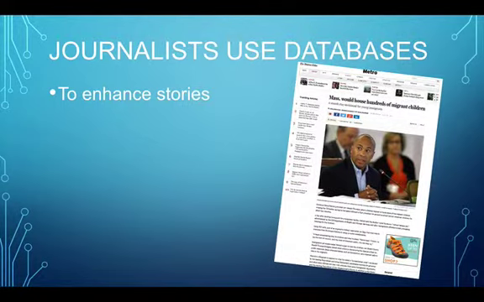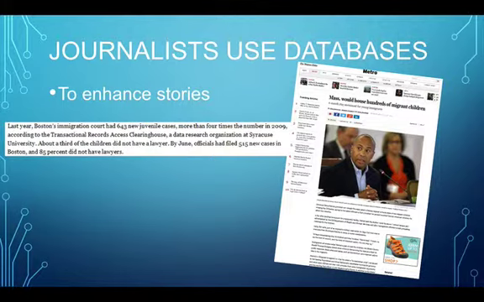For example, here's the Boston Globe, who used some data research done right here at Syracuse University at the Transactional Records Access Clearinghouse, or TRAC as we know it. They found out about court cases related to immigration and put that fact in this story. This is the most common way journalists use databases: to add a fact or add a statistic to a story. But let me tell you about two other ways.